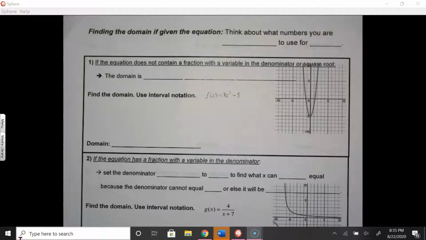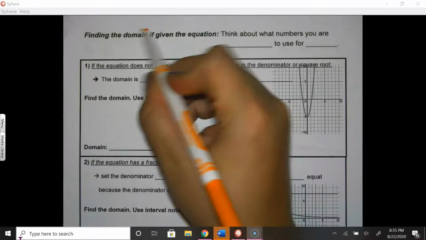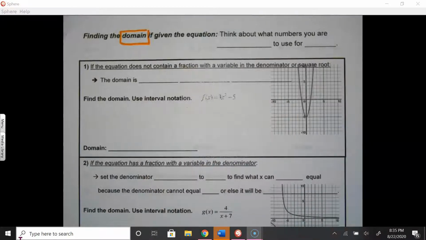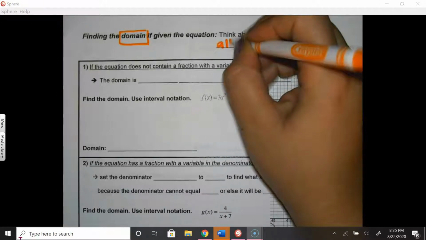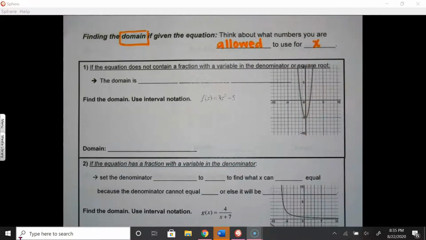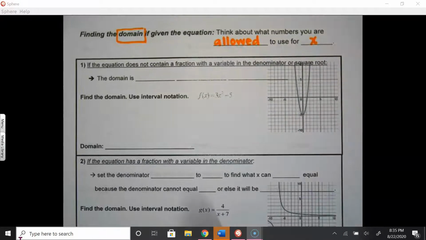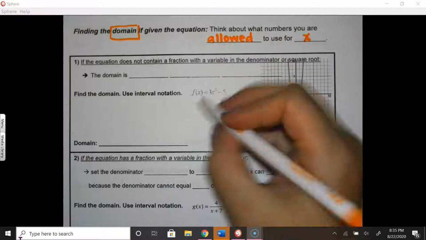In this video, we're going to talk about how to find the domain if we're given the equation. So think about again what this word domain represents. It means what are all the numbers that you can use for x? So what are all the numbers you are allowed to use for x?